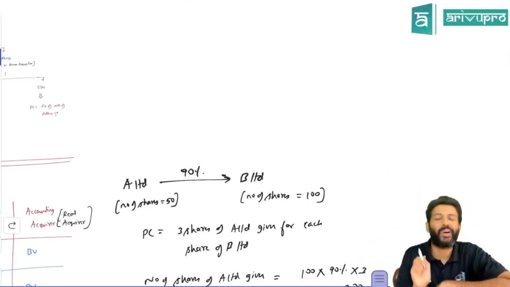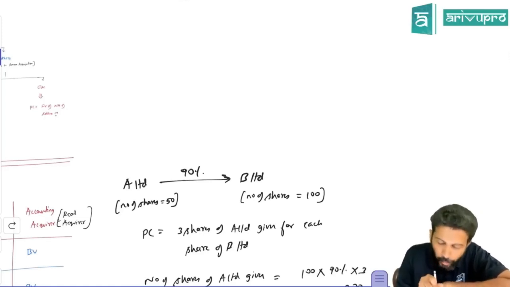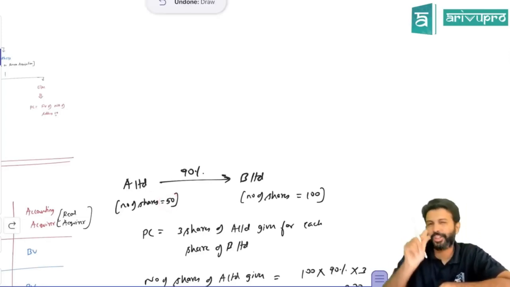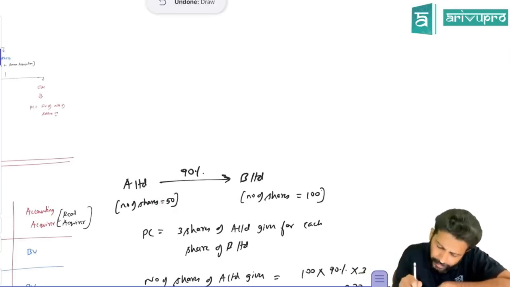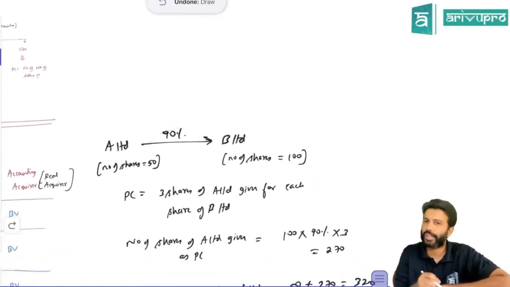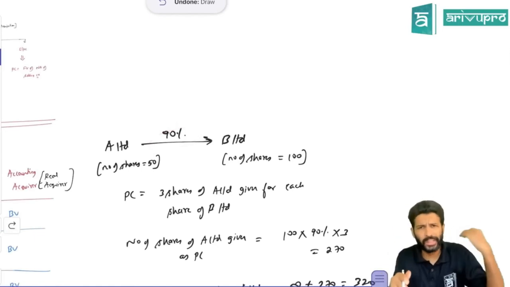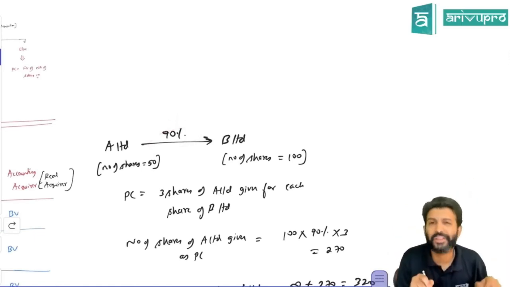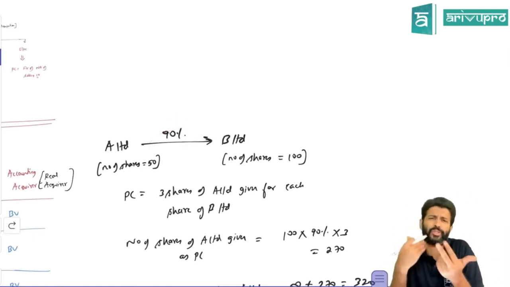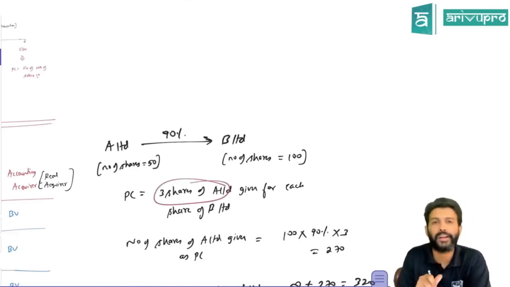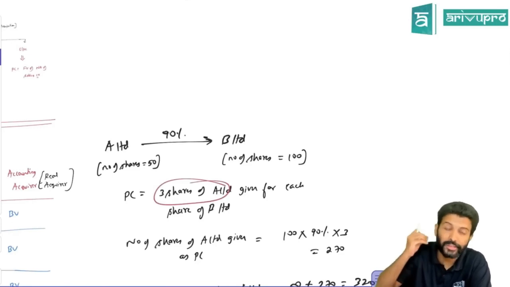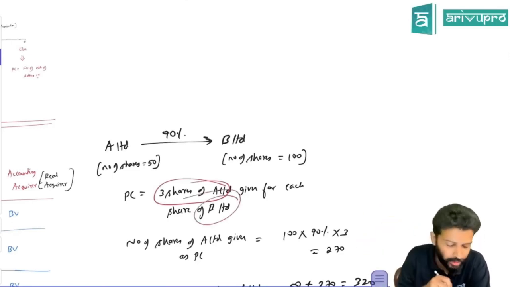Name is reverse acquisition. Keep that in mind. So A Limited acquired 90% of B Limited. Before acquisition, A Limited has 50 shares. I've taken a smaller number for example's sake. A Limited had 50 shares before this particular transaction. B Limited had 100 shares. Now, if A Limited has acquired 90% shares of B Limited, they have to give PC. Let's say PC was given in the form of shares, in a ratio exchange. What ratio exchange? 3 shares of A Limited will be given for each share of B Limited.